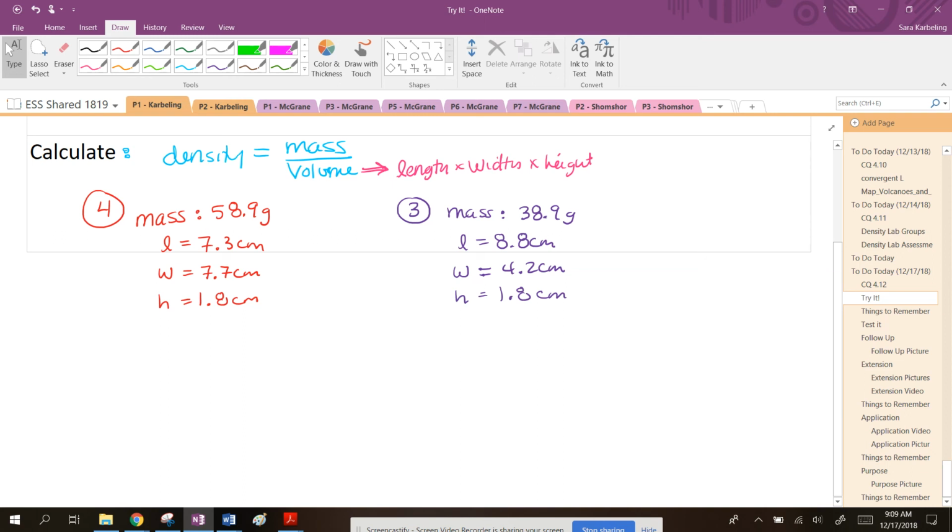All right. Let's see. Gracie Carr, can you tell me what you guys got for, you did block 3, right? What did you get for the density? 0.58, and the units are grams per centimeter cubed. It's a weird unit, right? It's weird, but it's the mass divided by the volume. So the mass is in grams. The volume is in centimeter times centimeter times centimeter, which is centimeters cubed. So grams per centimeter cubed.